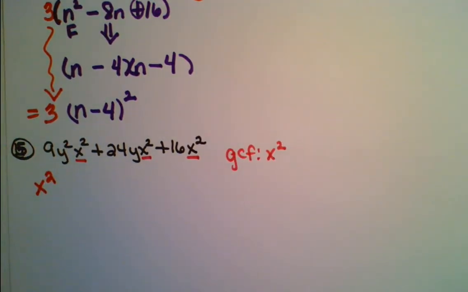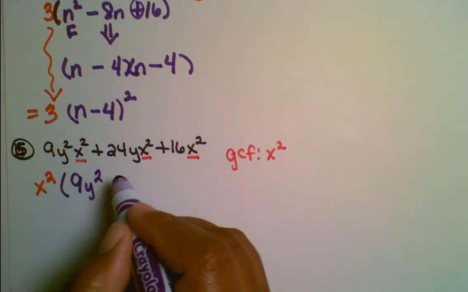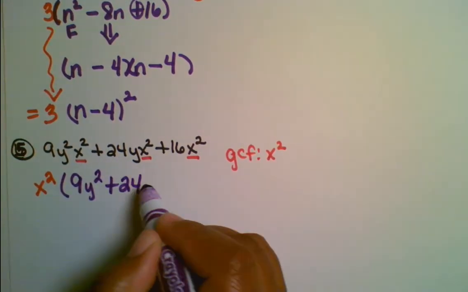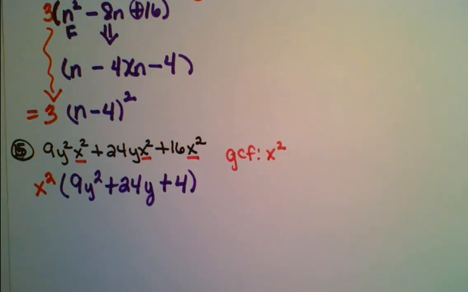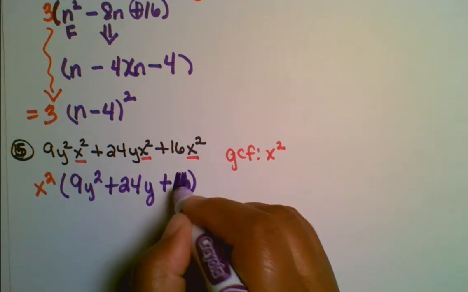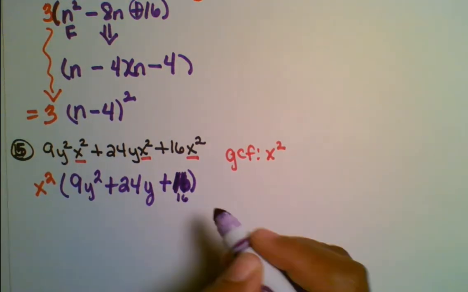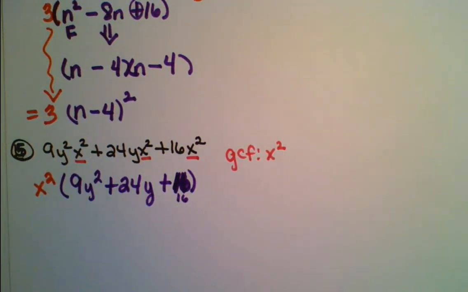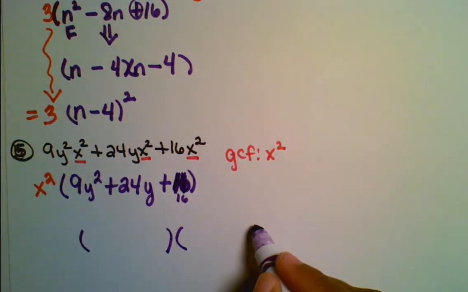So as we factor out the x squared, what is left? We have 9y squared plus 24y plus 4. Excuse me, plus 16. I'm already factoring, but that is a 16. Let's write it under here just in case you don't see that. Okay, so let's factor that trinomial.